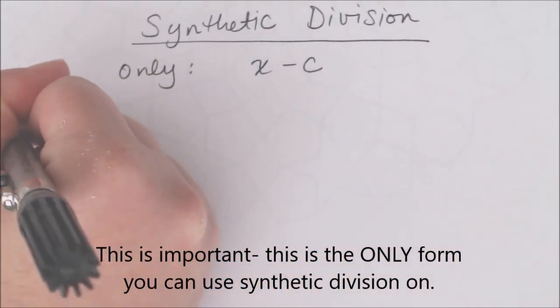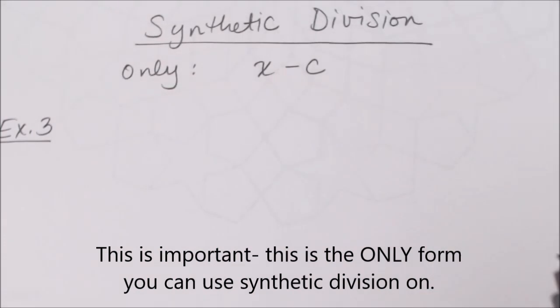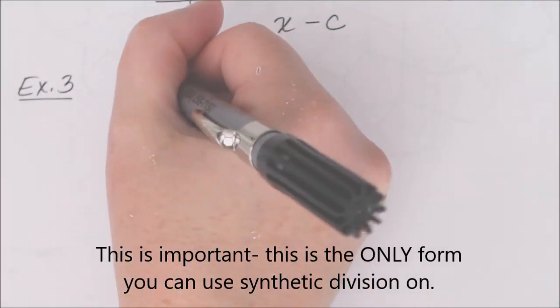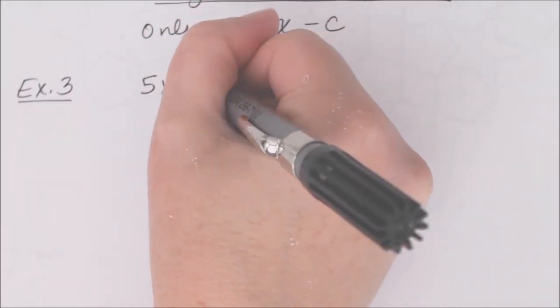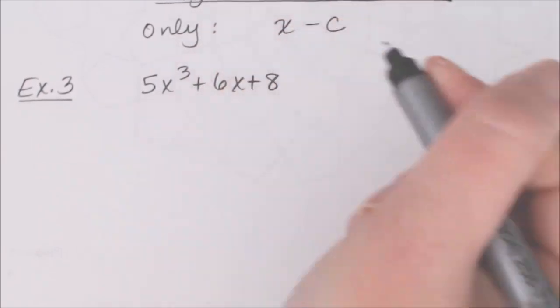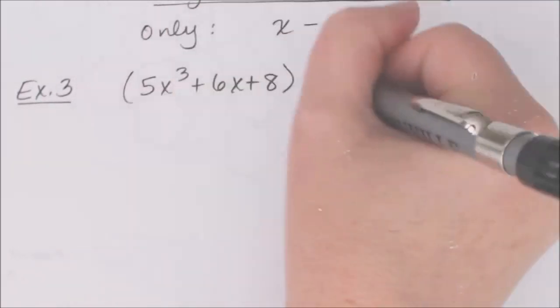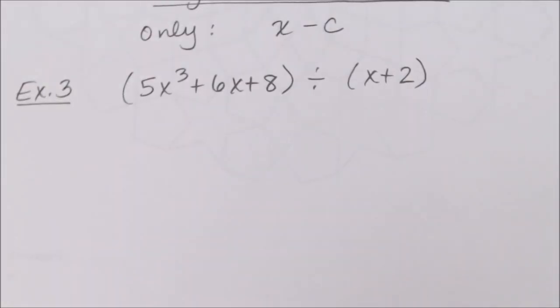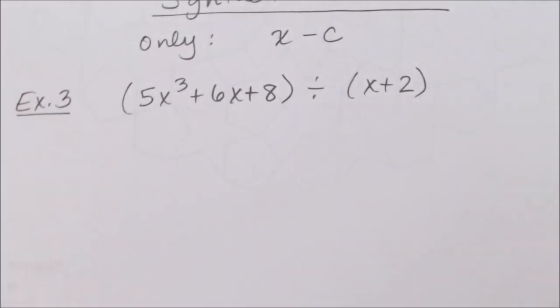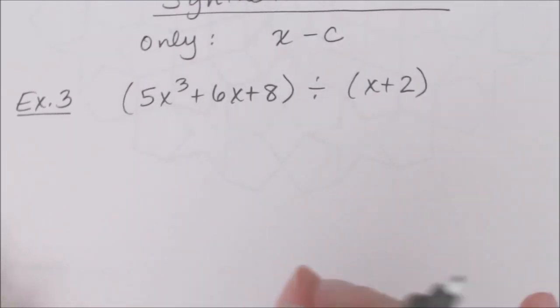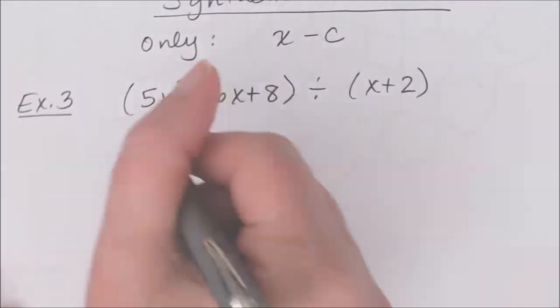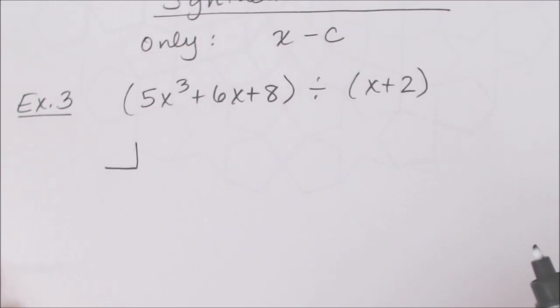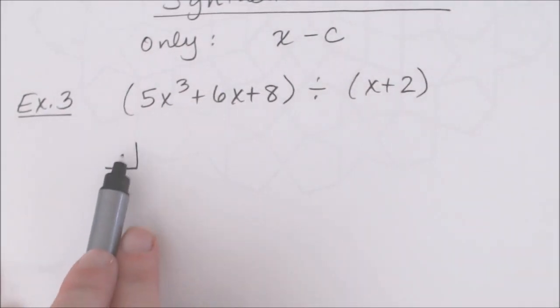So in the PowerPoint, let's take a look at the question they ask us to try. They've got 5x cubed plus 6x plus 8, and then dividing by x plus 2. So there's a little sort of arrangement we're going to follow here. And the way you're going to do this is you're going to put a little half box on your paper.